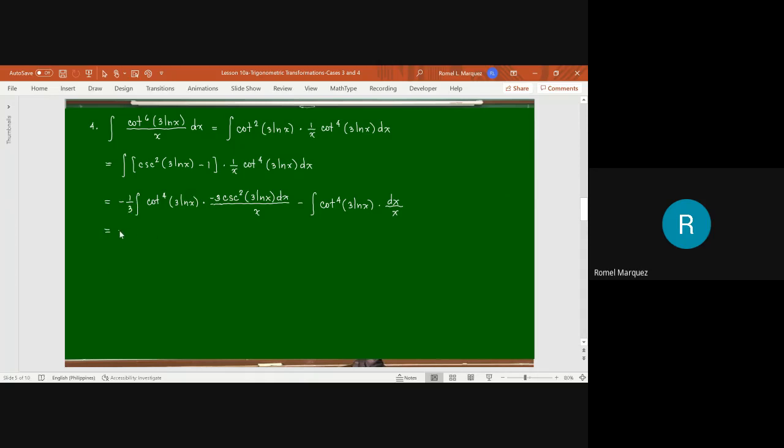So by general power formula, 1/3 negative times u to the n plus 1 over n plus 1. Okay? So minus, so again, u to the n du by power formula. This is our u to the n, and this is our du. What about in the second one, guys? Any suggestion, guys? So we segregate cotangent squared, 3 ln x, then the remaining cotangent squared times 1 over x.